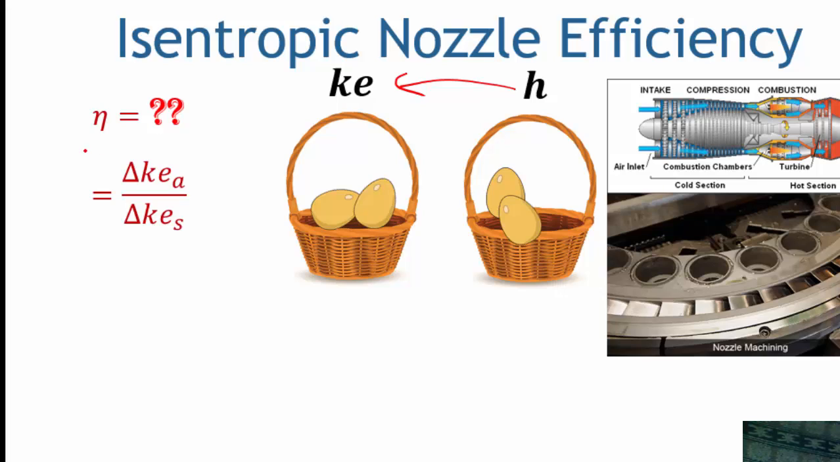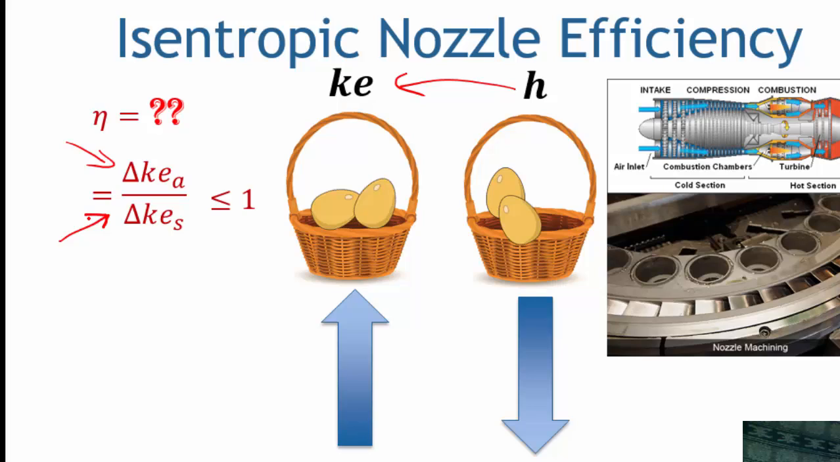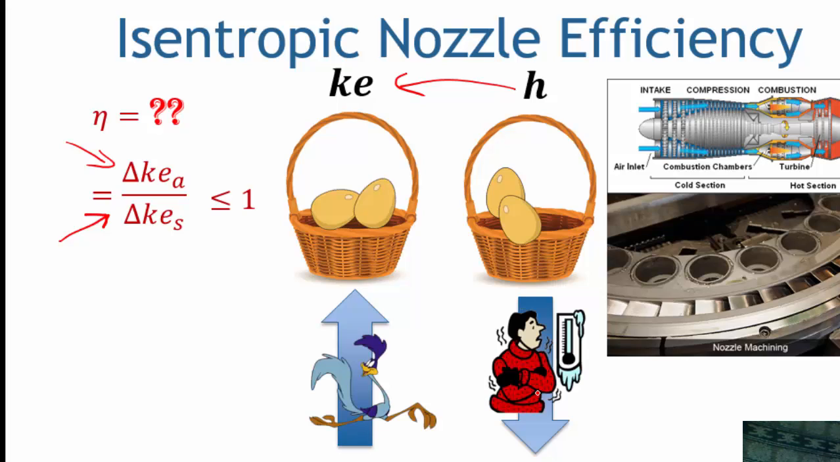We're going to define it as our change in kinetic energy of our actual nozzle over the maximum that we could do. All right? So there's the idea between that, and that value will always be less than or equal to 1. Think about what happens if I'm moving eggs from my enthalpy to my kinetic energy basket. Enthalpy is going down. That means that the temperature is going to be going down. It's going to be getting colder as the kinetic energy increases, as it goes faster and faster at the outlet. So there's the transformation that's going on.